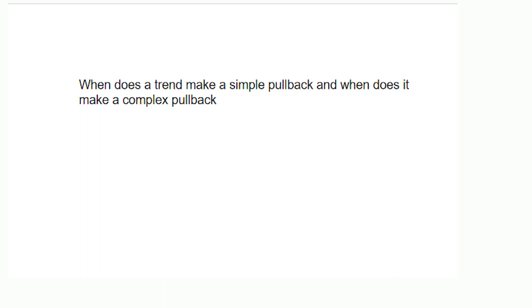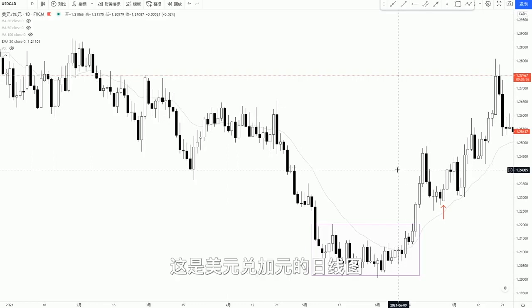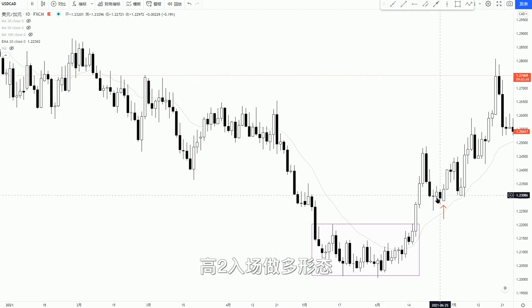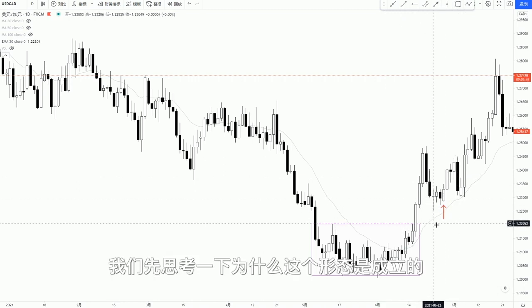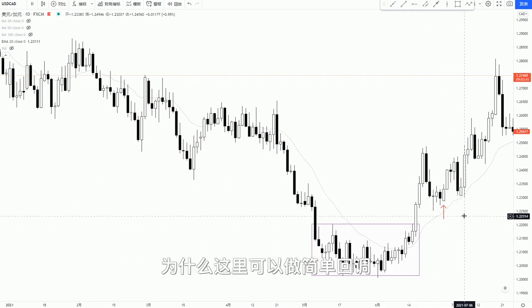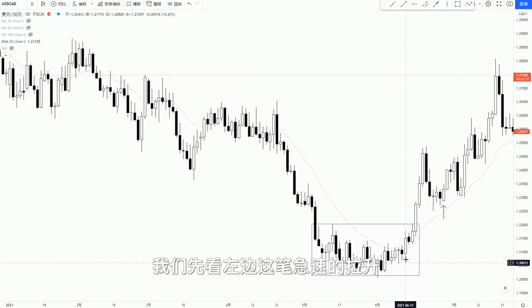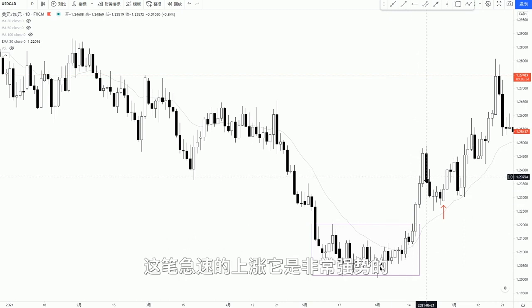If you remember from the last video, I talked about the premise of participating in a simple pullback trade. The first point is that there needs to be a strong movement with a clear price, preferably a big breakout of a correction range or a band point. Here is the daily chart of US dollar to Canadian dollar. There is a simple pullback at the red arrow, and the entry of 2 higher is a multi-pattern. Let's first think about why this pattern is true, why we can do a simple pullback here, and why the price continues to rise after a simple pullback.